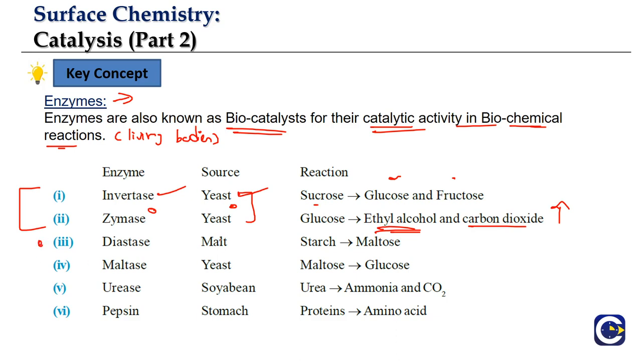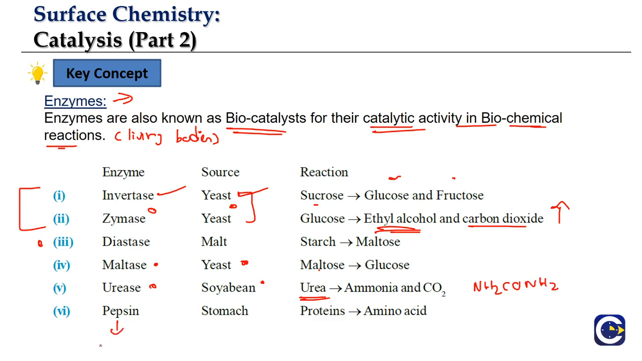The enzyme diastase, which comes from malt, is able to catalyze the conversion of starch into maltose. And the enzyme maltase will convert maltose to glucose. Maltase also comes from the bacteria yeast. And urease, which comes from soya bean, will break down urea. Urea is NH2CONH2. It will break down urea into ammonia and carbon dioxide.